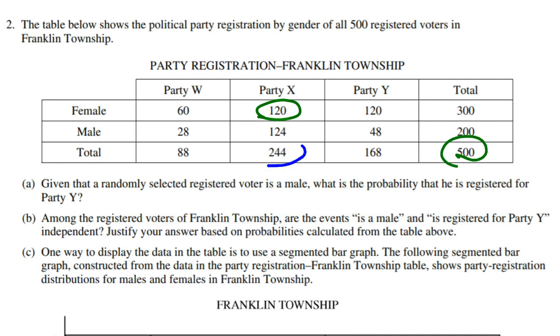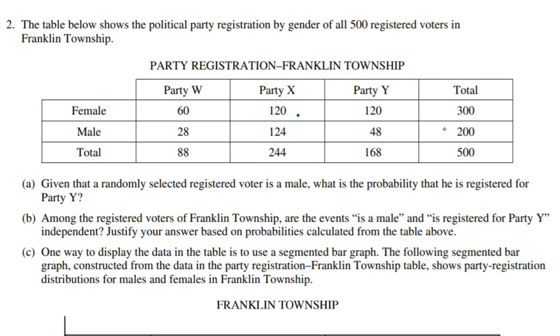Okay, let's look at the blue number. Look at just this blue number here, 244. That doesn't take gender into account. That's the sum of the males and the females together. So that's just telling us there's 244 people in Franklin Township who are members of Party X. That's how that works. Okay, good enough. Let's get on to the questions.